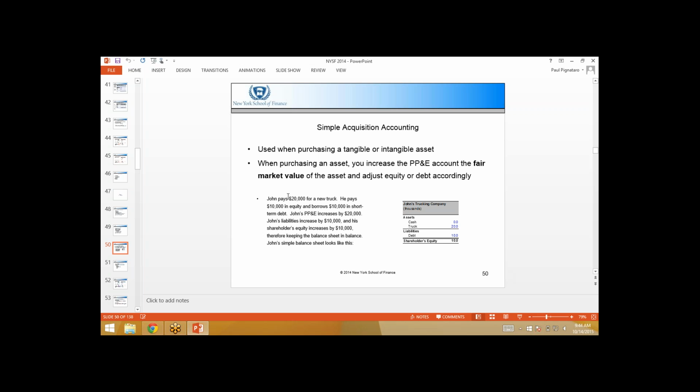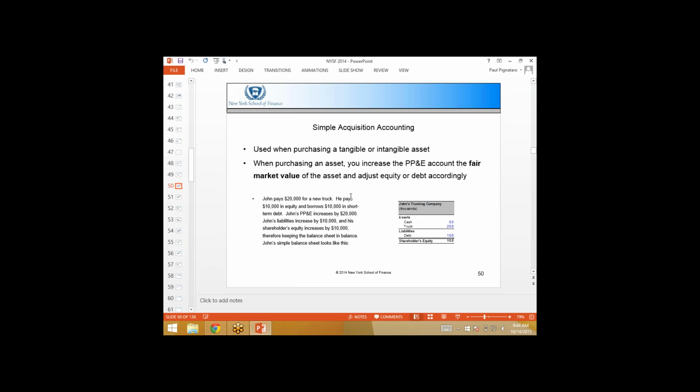It's important to look at this to differentiate between an acquisition of an asset, a divestiture of an asset, an acquisition of an entity, and a divestiture of an entity, which is what we will go through. Very generally speaking, an acquisition of an asset is used when purchasing a tangible or intangible asset. And just to formalize this, in order to do that, all you would do is increase the PP&E, the fair market value of the asset, and adjust the debt and equity accordingly.